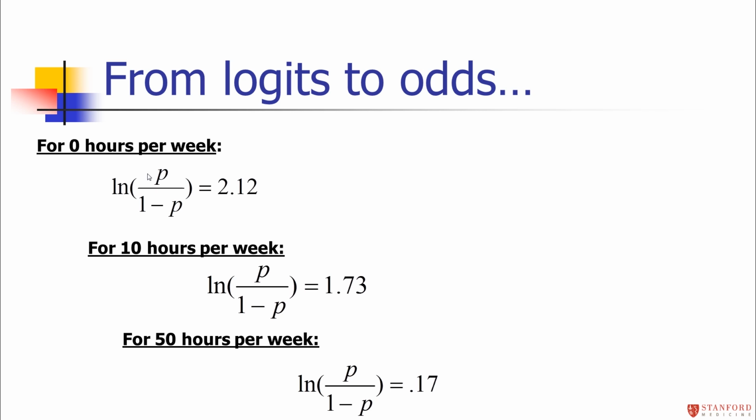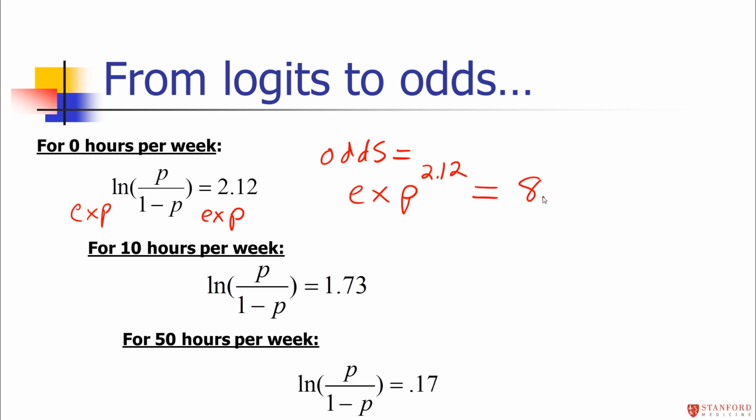First thing that we're going to want to do is exponentiate both sides. So for example, the 0 hours per week, that person would be predicted to have a logit of 2.12. I can then exponentiate both sides of that equation. So that would tell me that the odds for somebody who does 0 homework per week is the exponential raised to 2.12. That value is 8.33 if you actually calculated it out. So e raised to 2.12 is 8.33. That's the odds of being book smart for a person who does 0 hours per week of homework.